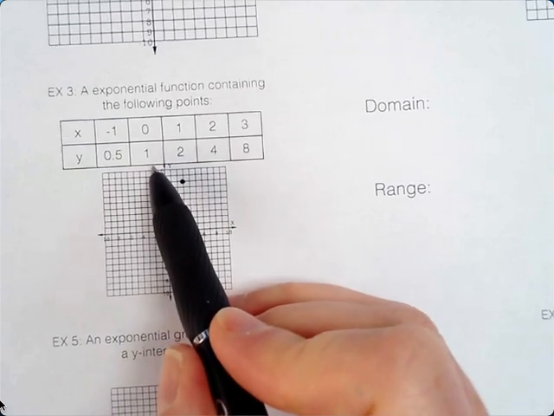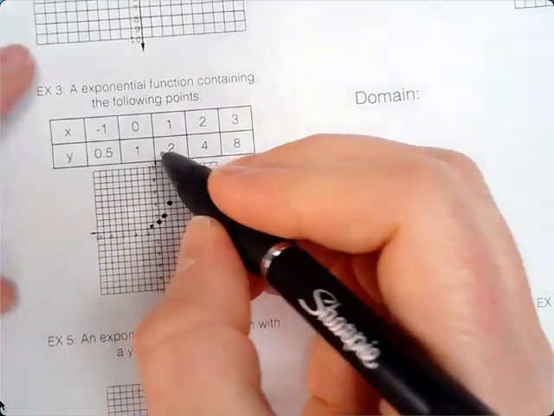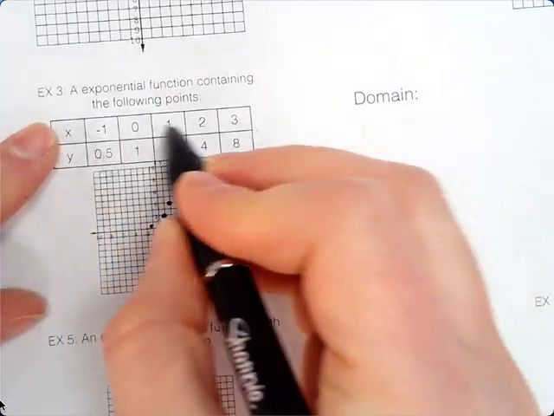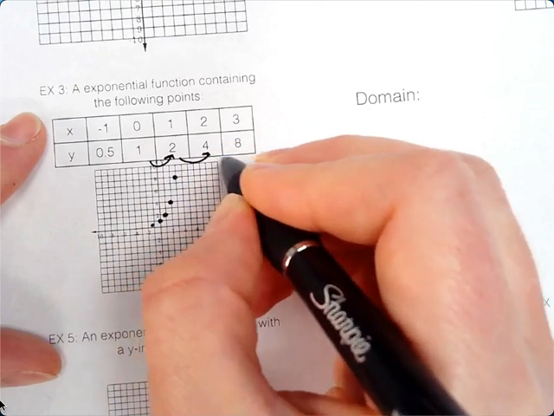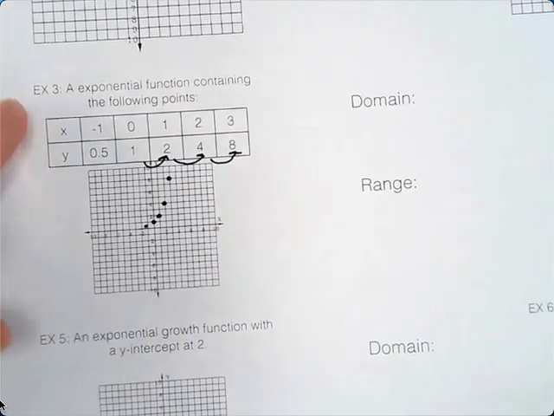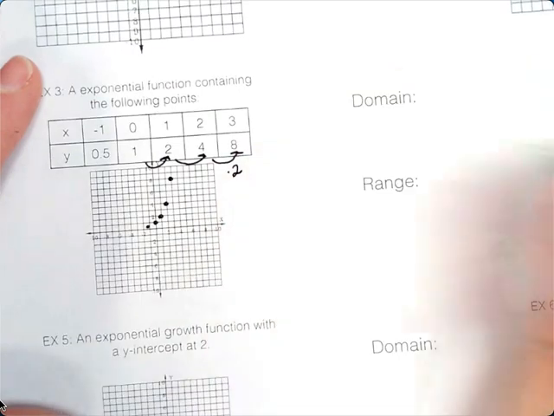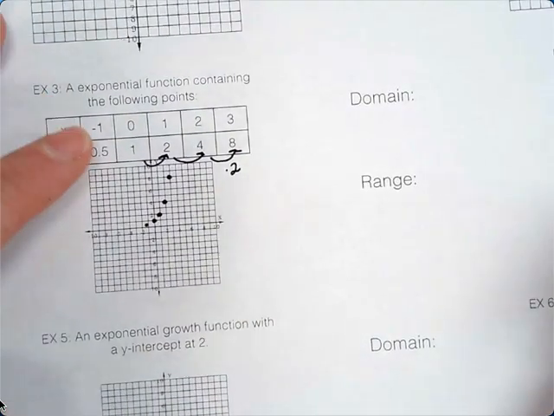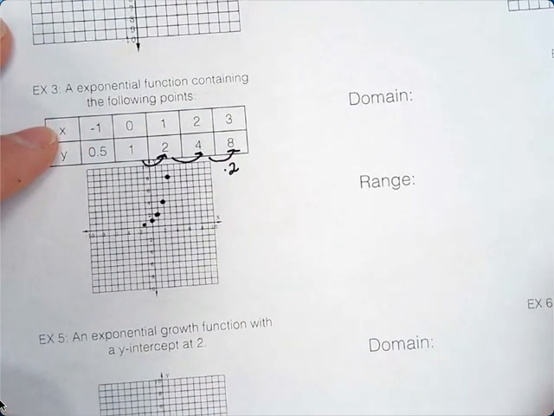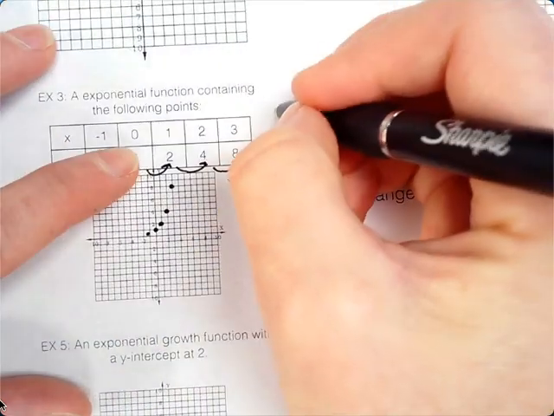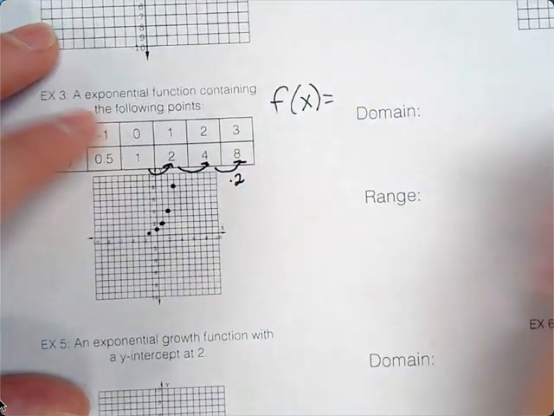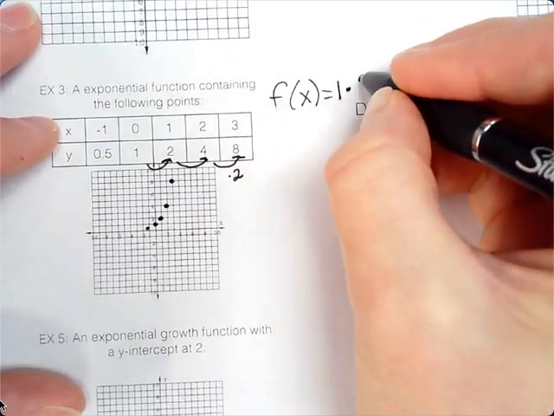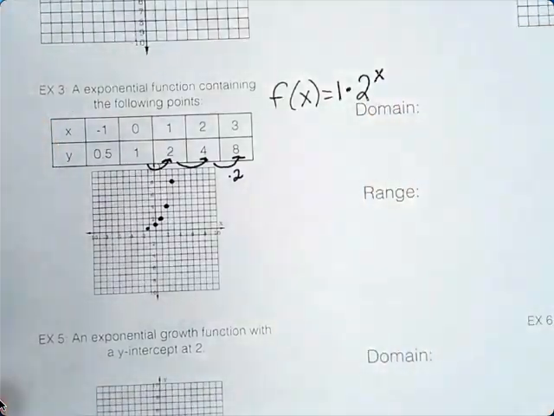What do y'all see as the pattern here? We don't look at the x's. The x's are just in order. What is the pattern? What is the rate? Times 2. What is our starting amount? 1. So we can write our function as our starting amount times our rate raised to the x power.